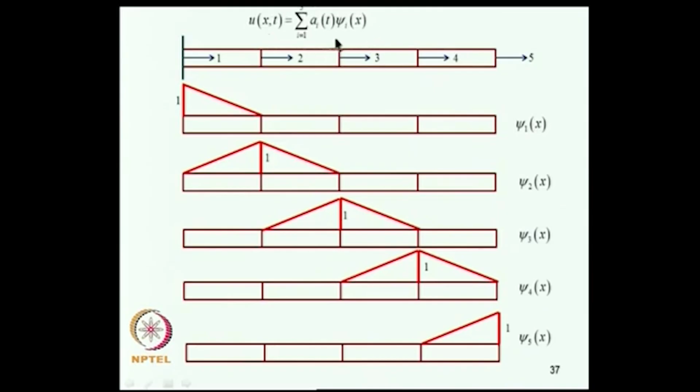When viewed like this, what are the shape functions, what are the trial functions? The first trial function in our model will be this. This has non-zero value only over the first element, and it is 0 here. It is linearly varying within the element. The second function, psi 2 of x, is in terms of these 3 nodal coordinates, and this is linearly varying as shown here.